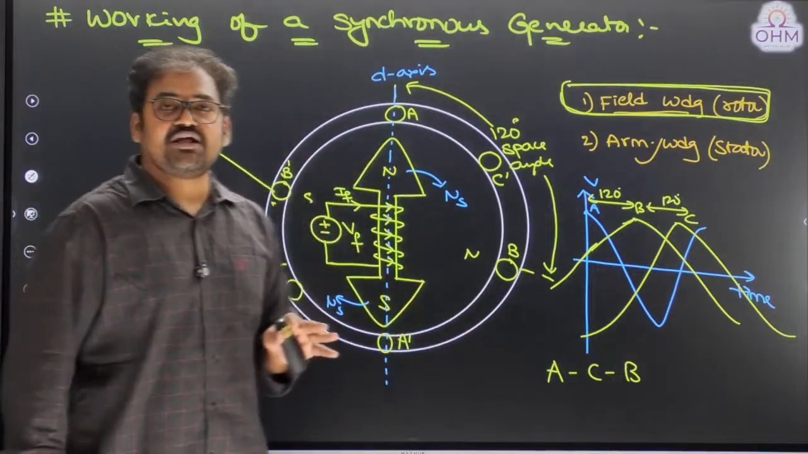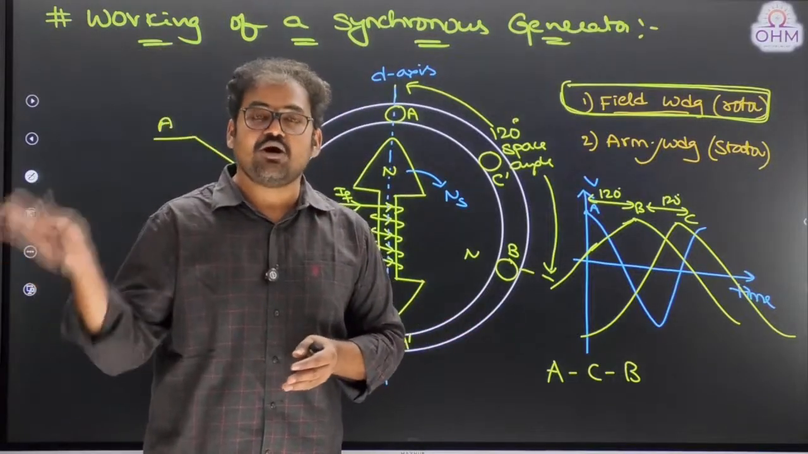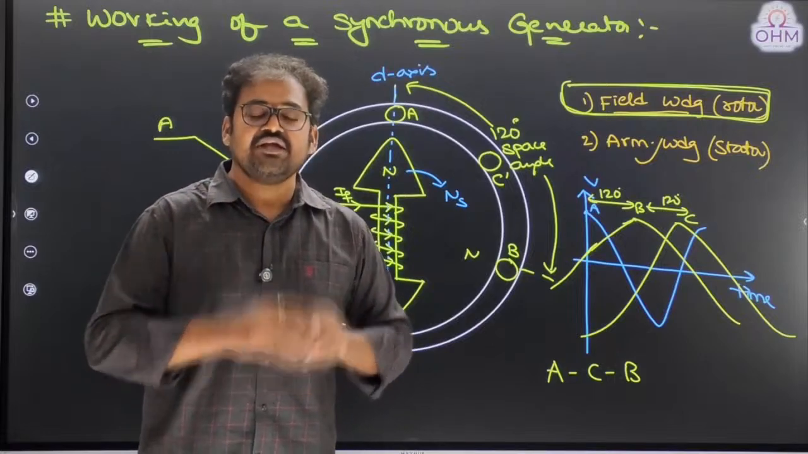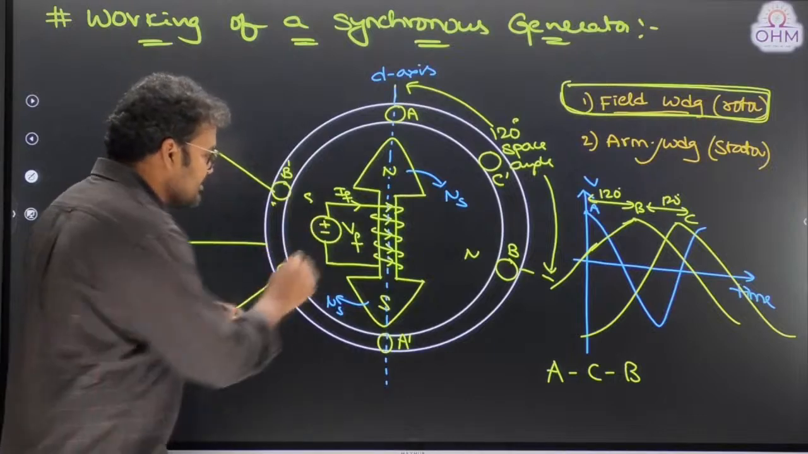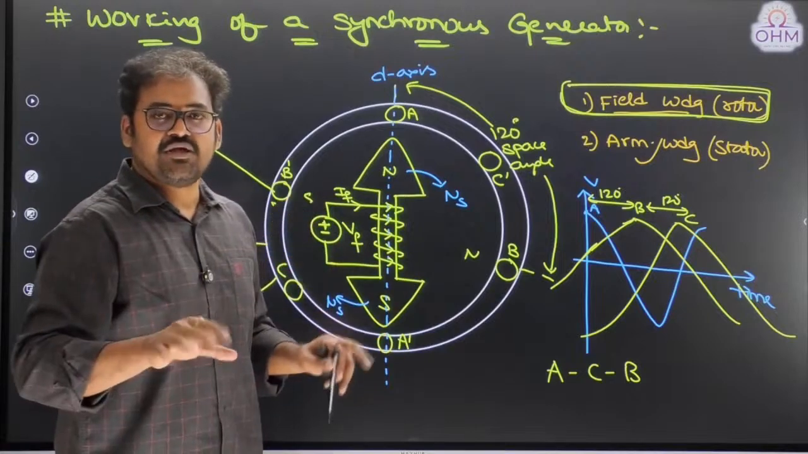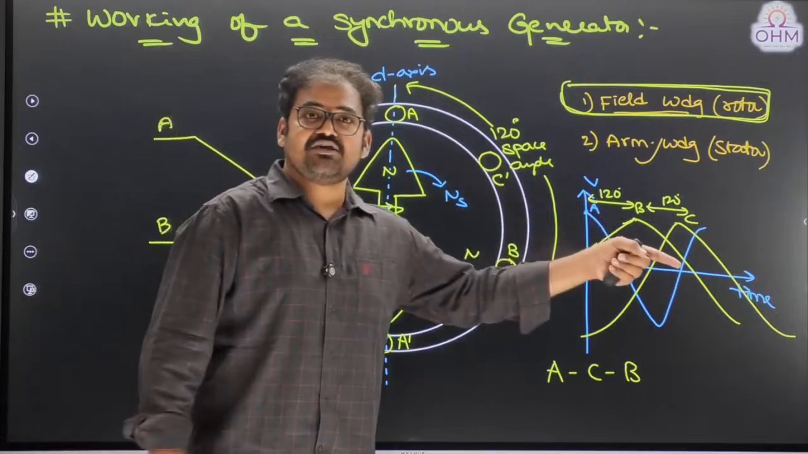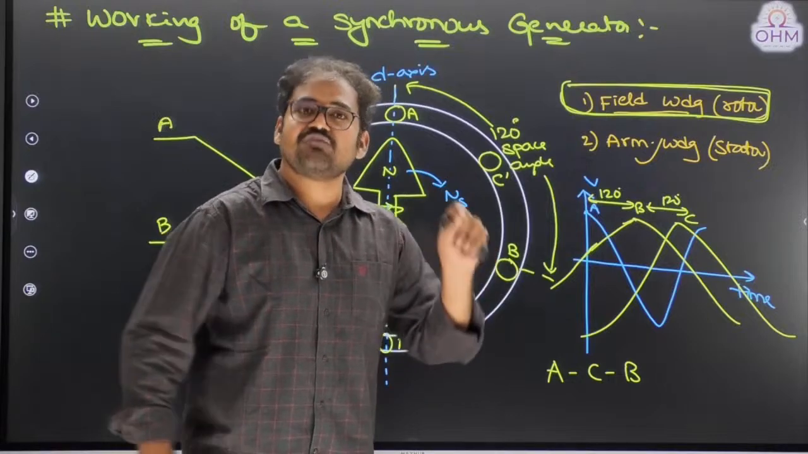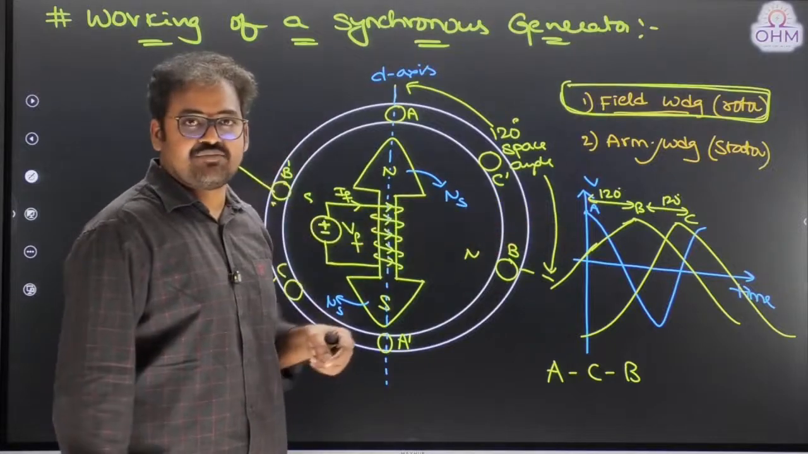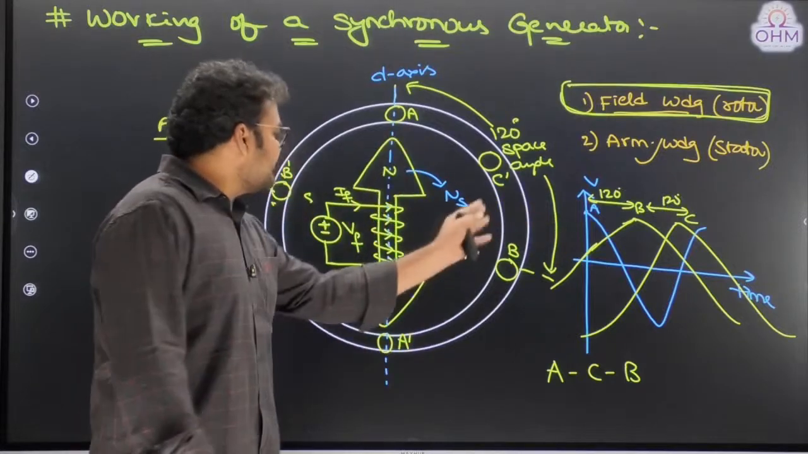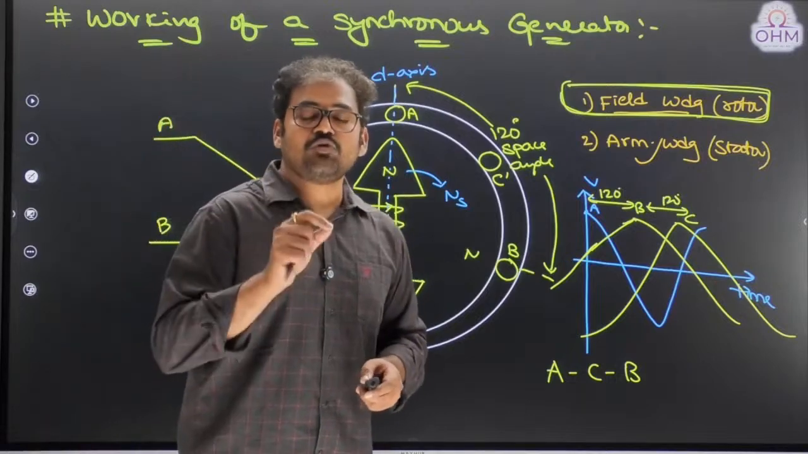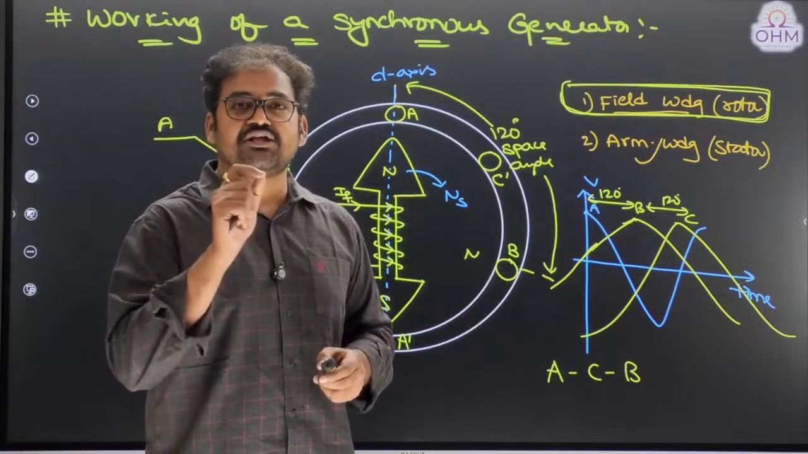Therefore, the output sequence of the voltages will depend upon the direction of rotation. It never depends upon the excitation. Whether you give plus minus excitation or minus plus excitation, it doesn't matter. But the output voltage sequence will always depend upon the direction of rotation. If you rotate the machine in clockwise direction, ABC sequence is coming. If you rotate the machine in anti-clockwise direction, ACB sequence is coming. Okay, so important observation, output sequence will depend upon the direction of rotation.